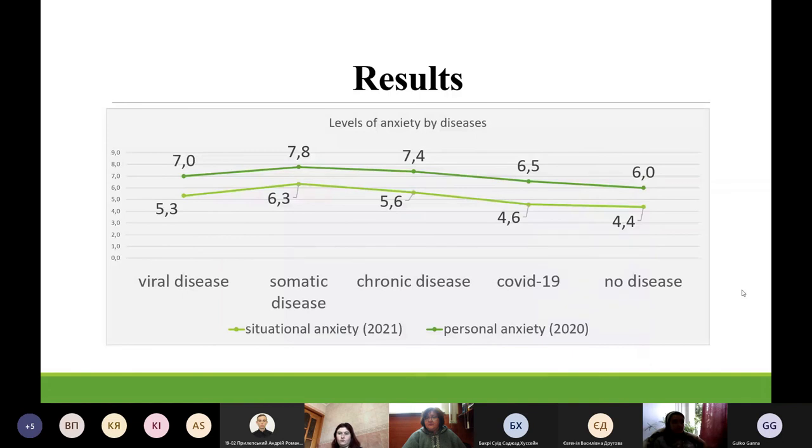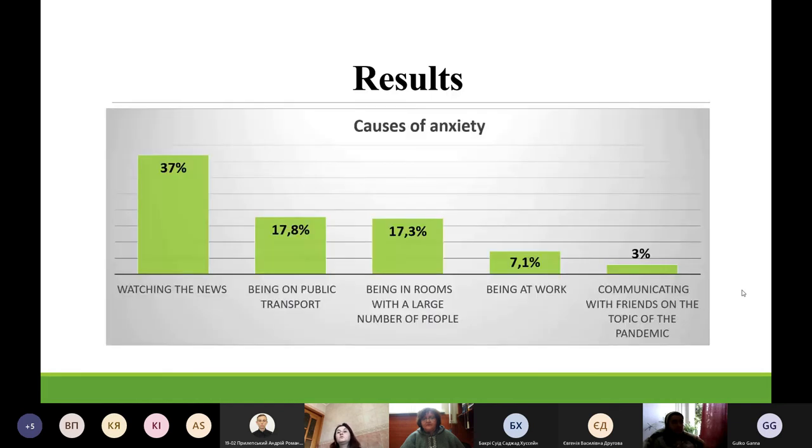Anxiety related to a disease has some peculiarities. Thus, the greatest anxiety was felt by those who suffered from somatic and chronic diseases, the least by those who were not sick at all. Interestingly, people with various types of SARS felt more anxious than those with COVID-19. Respondents also noted that they experienced increased anxiety while watching the news, 37%, being on public transport, 17.8%, being in rooms with a large number of people, 17.3%, and other situations.